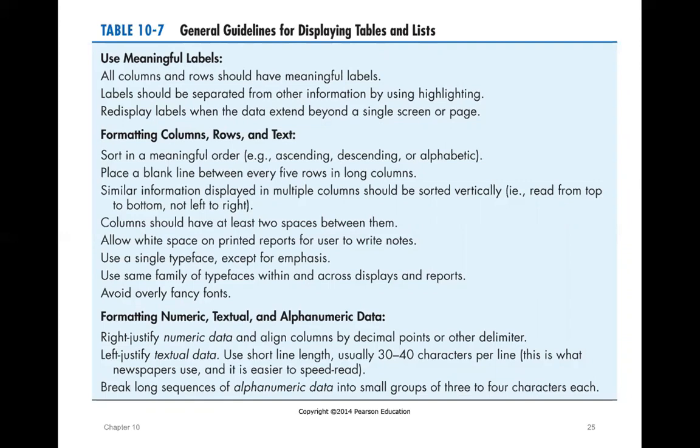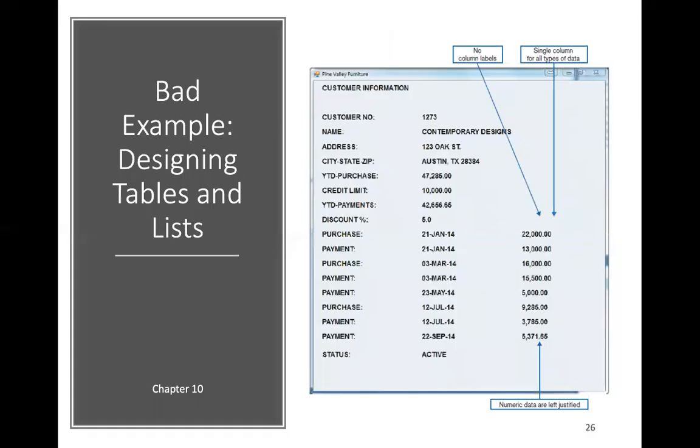Let's look at a bad version of this. Yeah, no labels, single column for all types of data, numeric data are left justified. What did we just say? Numeric data should be right justified.